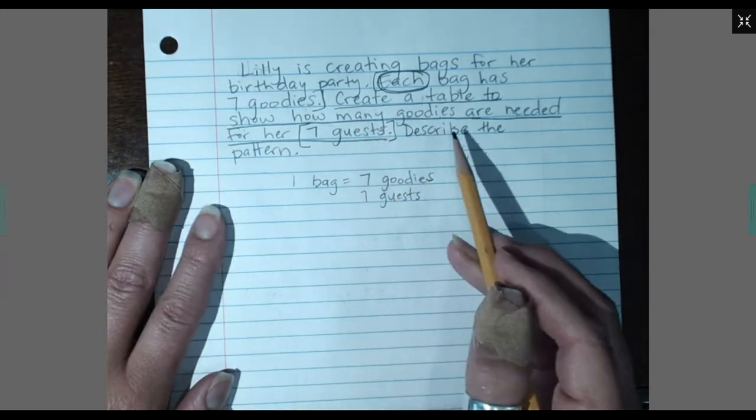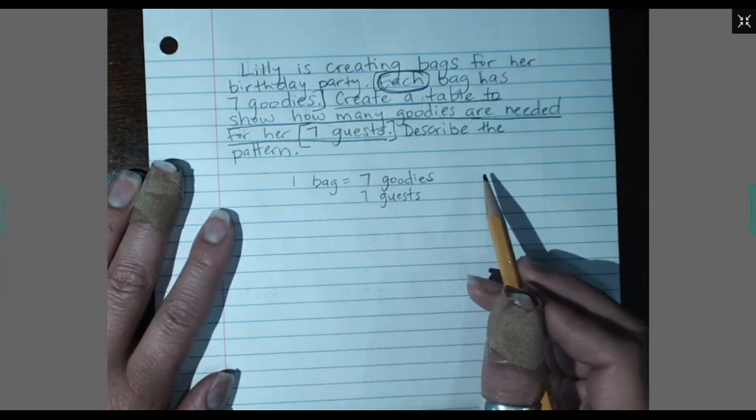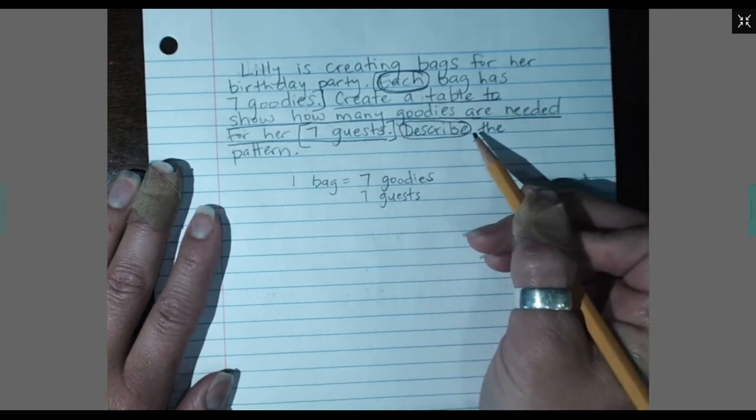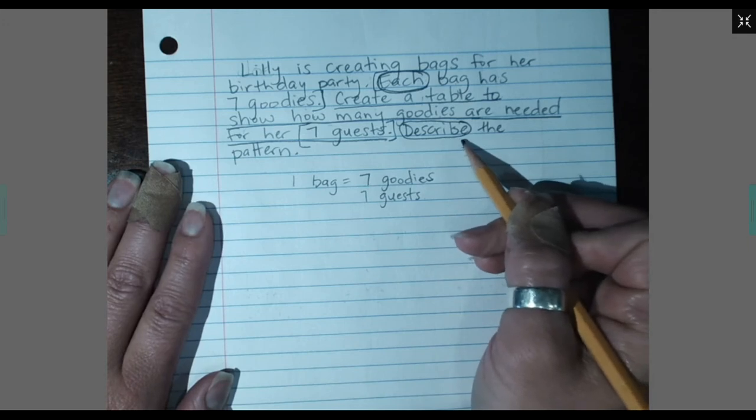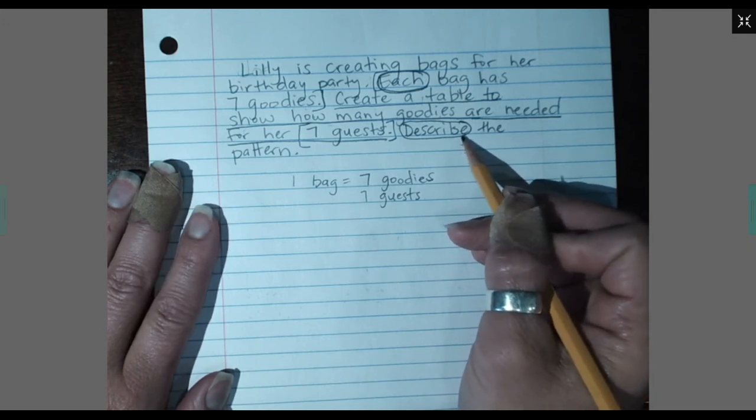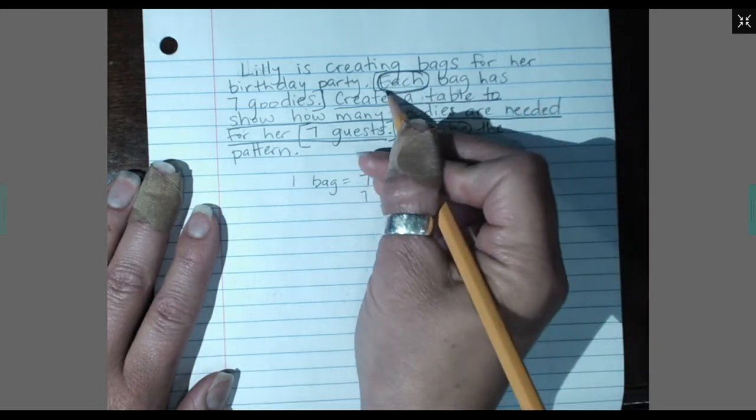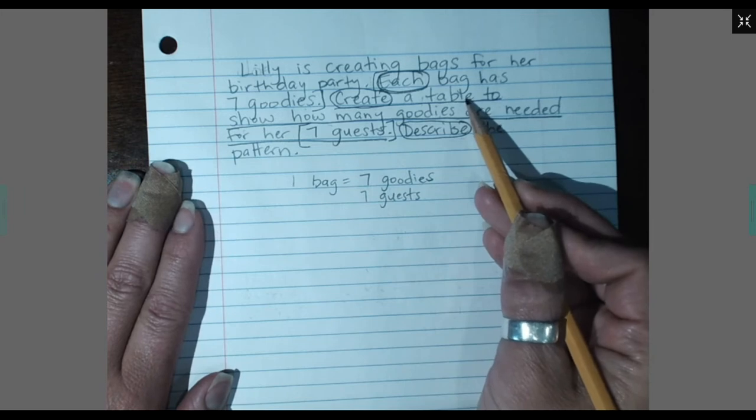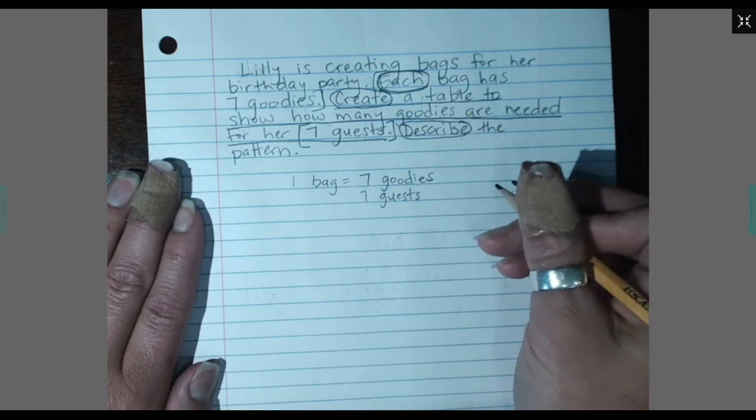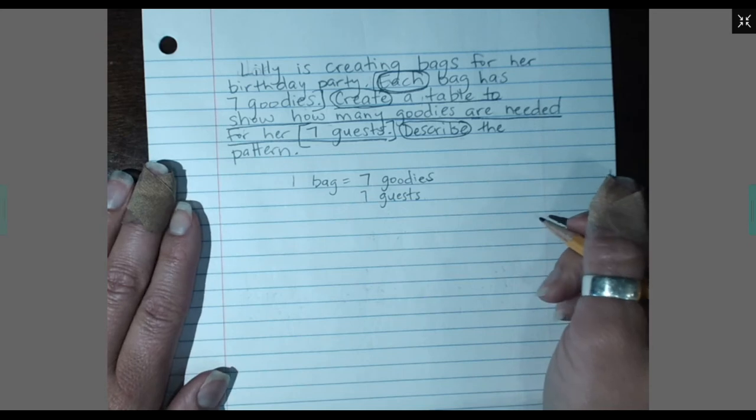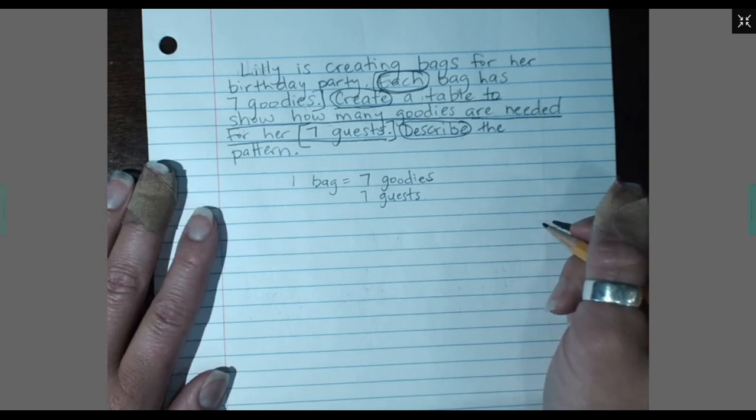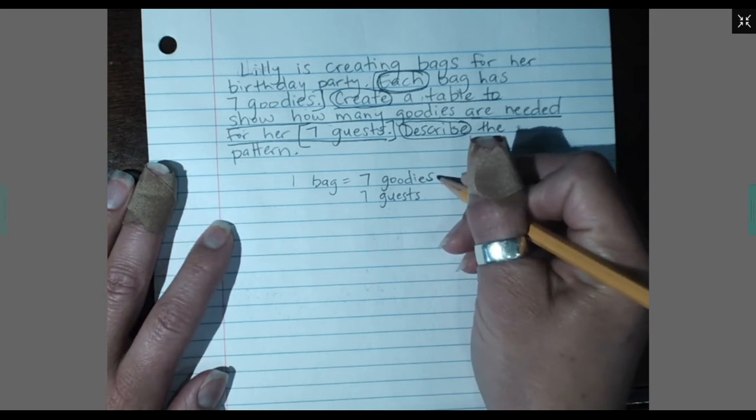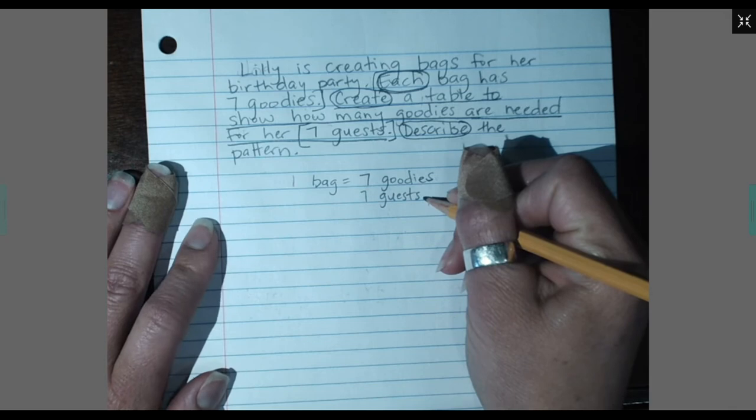Now I need to circle any more key words or verbs. I see describe. Because I see describe, I know I'm going to have an explanation in there. I'm going to have to use words to talk about my math. I also see create. I need to create a table. All right, a table. The table is rows and columns. That's a table. So this table, what will it include? It's probably going to include my number of goodies and the number of guests.